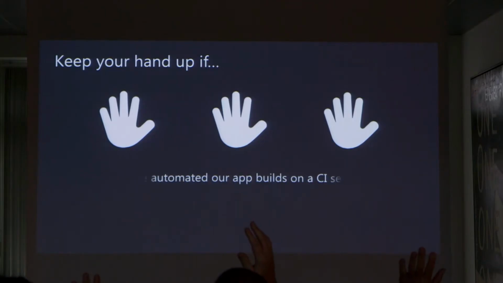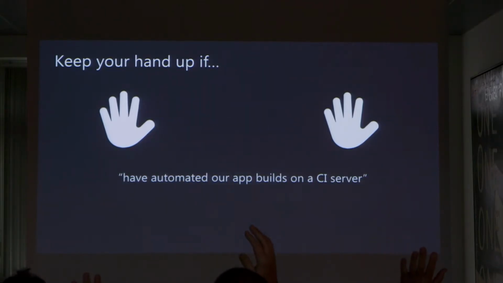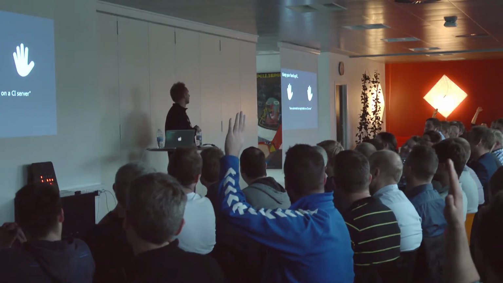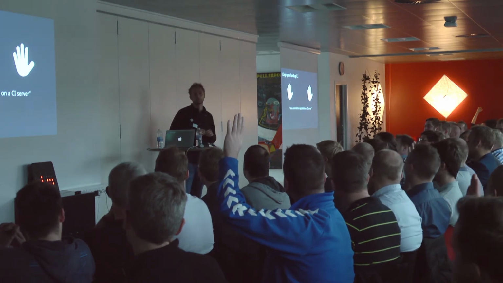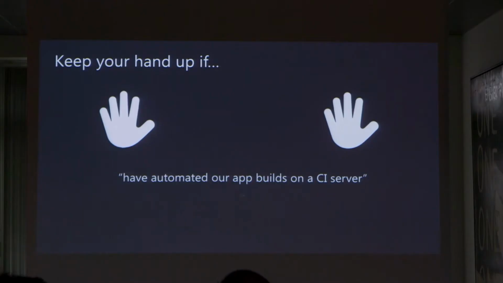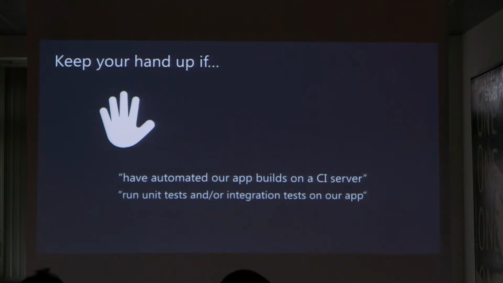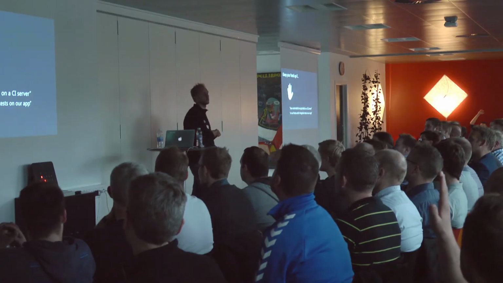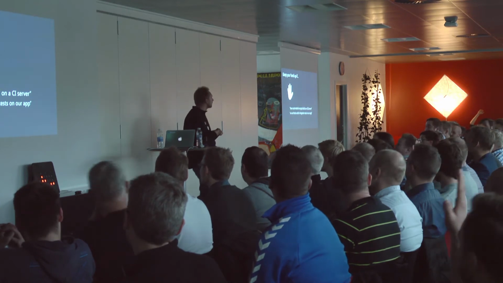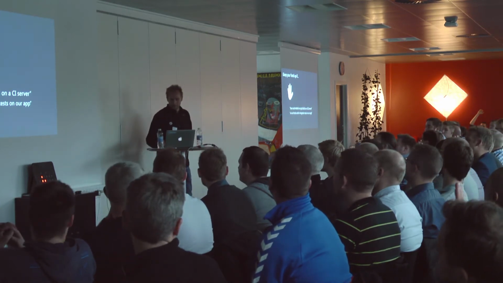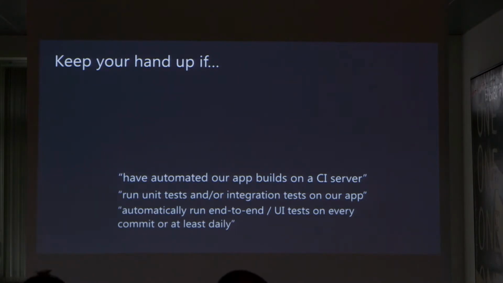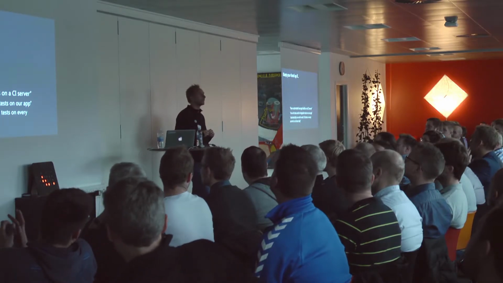All right. So we have automated building our app, and we have that automation running in a CI server. So we lose about 50% of people. All right, it goes on. We run unit tests or integration tests. A few more people, kind of. We run end-to-end or UI tests every day or in every commit. 4 people, 3 people, kind of.